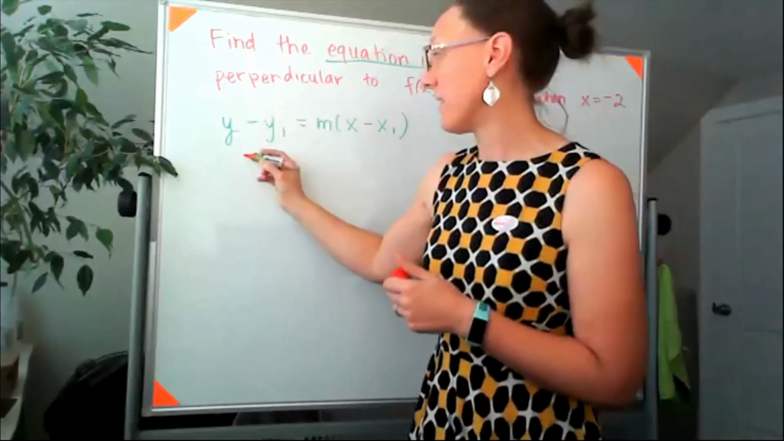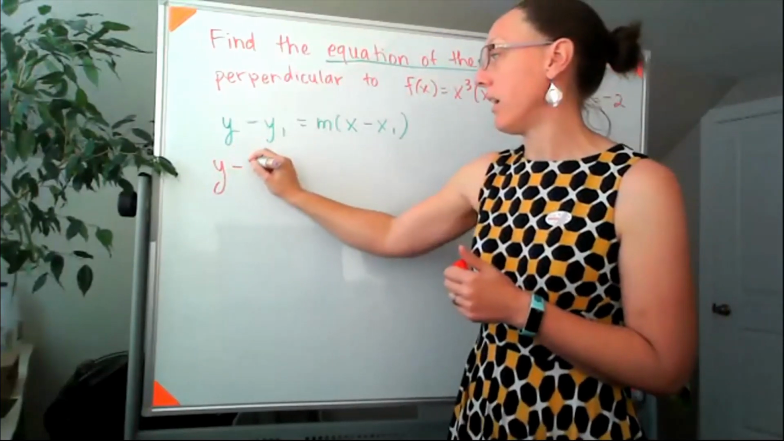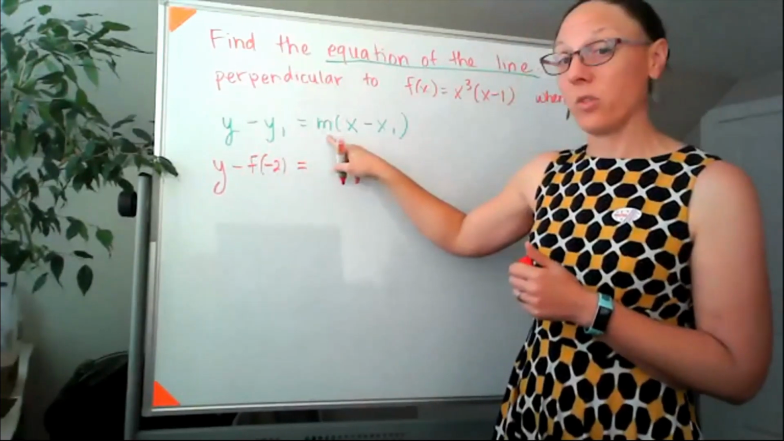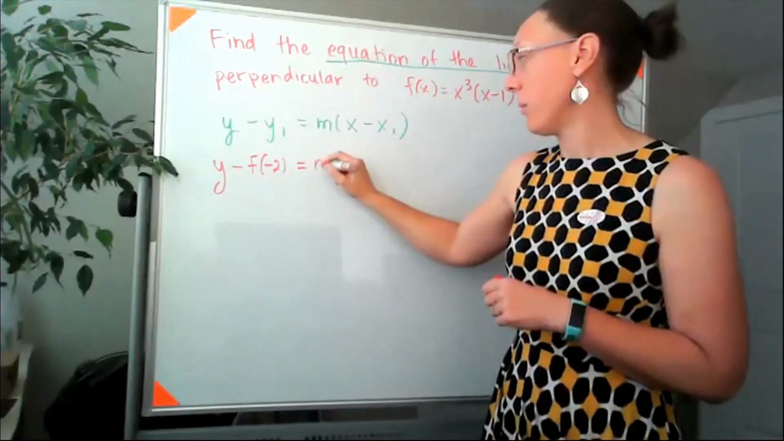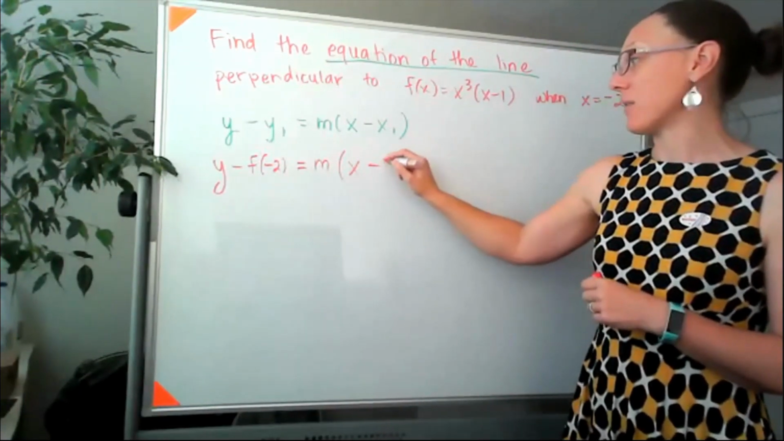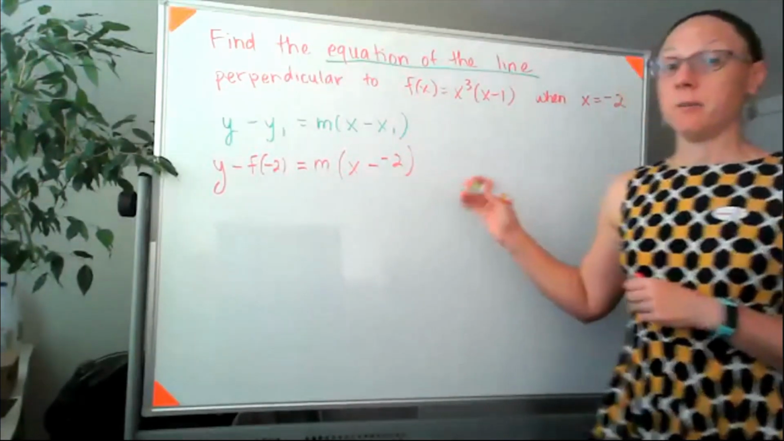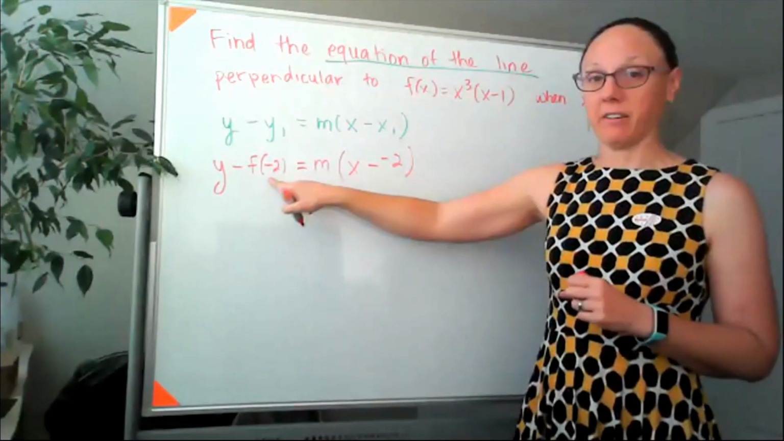So I'm going to write that down, and then I'm going to say, well, I know what I'm supposed to put in here is a y value at -2. And I know that the way I'm supposed to find the slope has something to do with the derivative, but I'll put a placeholder in there for right now. And I'm going to have x minus -2. So there's my point. It's going to be -2 and f of -2.